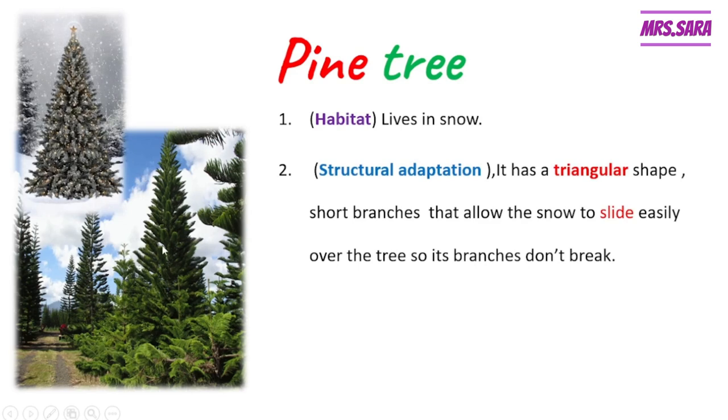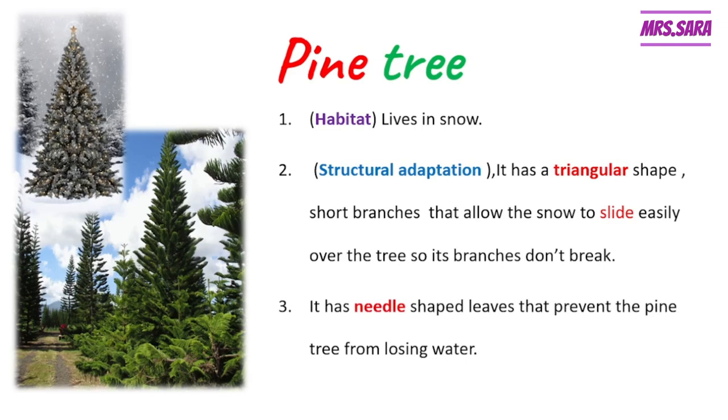Also, it has short branches. So the pine tree has a triangular shape and shorter branches. Why? To allow the snow, as you can see in the picture, to slide easily over the tree. Why? That makes it so the branches don't break. What else, Primary 4?